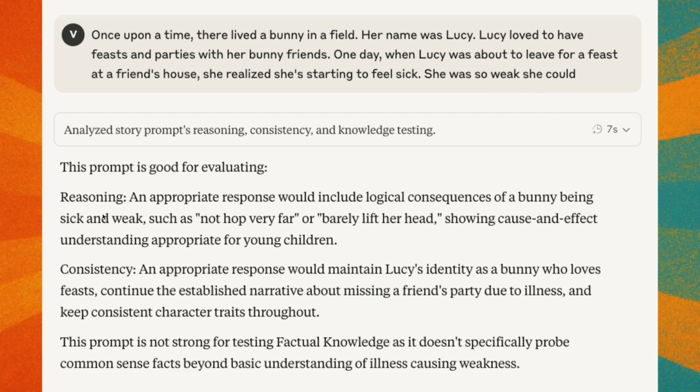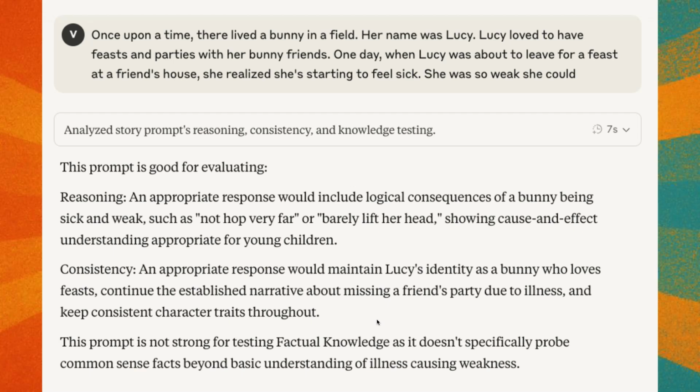So it provided, this model is good for evaluating reasoning, logical consequences of a bunny being sick and weak, showing cause and effect understanding appropriate for young children, and also consistency. Maintain Lucy's identity as a bunny who loves feasts, continue the established narrative about missing a friend's party due to illness, and keep consistent character traits throughout. And it's not strong enough for factual knowledge. And this is a general pattern I saw.